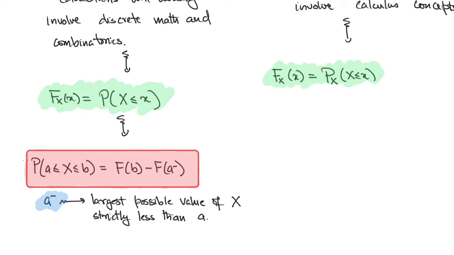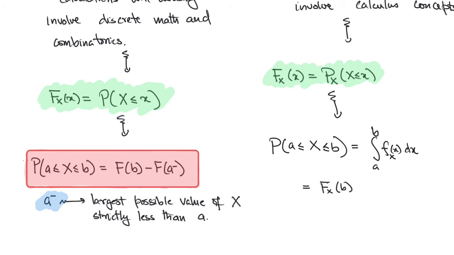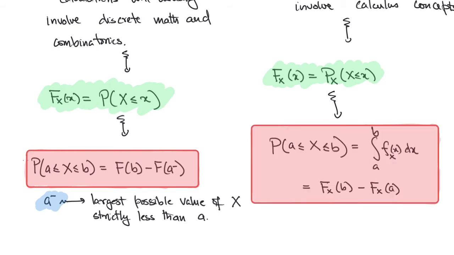strictly less than a. When working with continuous random variables, the probability that the random variable X lies between a and b would be calculated as the integral from a to b of the PDF f sub X of x. This is going to be equal to the CDF evaluated at b minus the CDF evaluated at a.